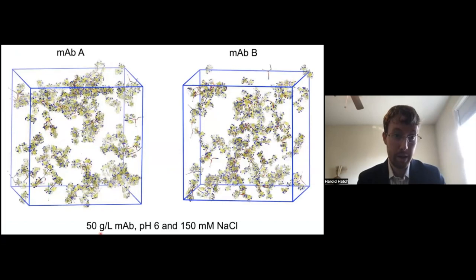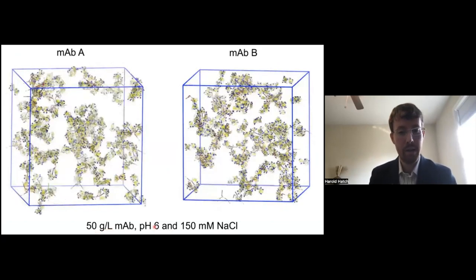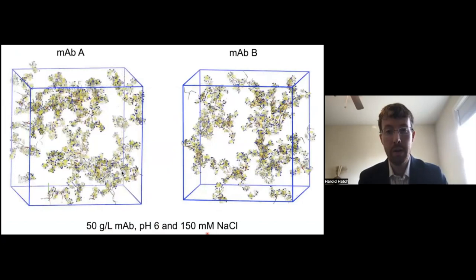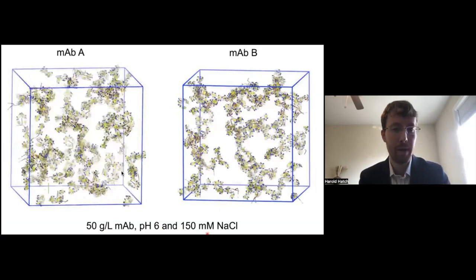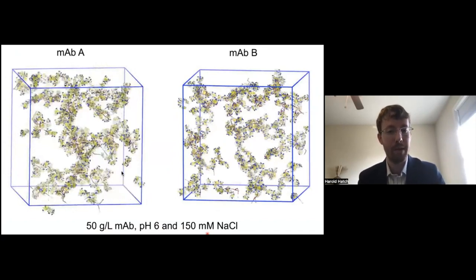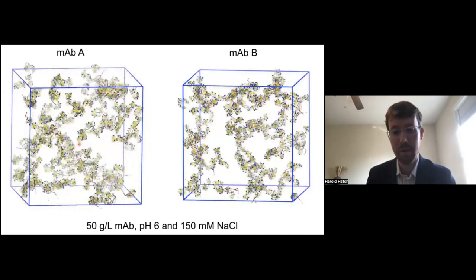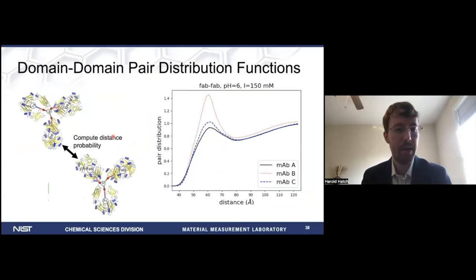So here are example simulations of mAb A and B using the coarse grain simulations. These are at 50 grams per liter, pH 6, and 150 millimolar salt. These would be million atom simulations if we were using a standard molecular dynamics approach. But with the coarse grain model, I could run this for a few hours on a laptop, this laptop I'm presenting on, and get reasonable results. I can't really tell much of a difference between mAb A and B just by looking at it, but we can compute properties like the probability of the Fab arms coming into contact. The distance I'm showing here is from the center of mass of one arm to the other.